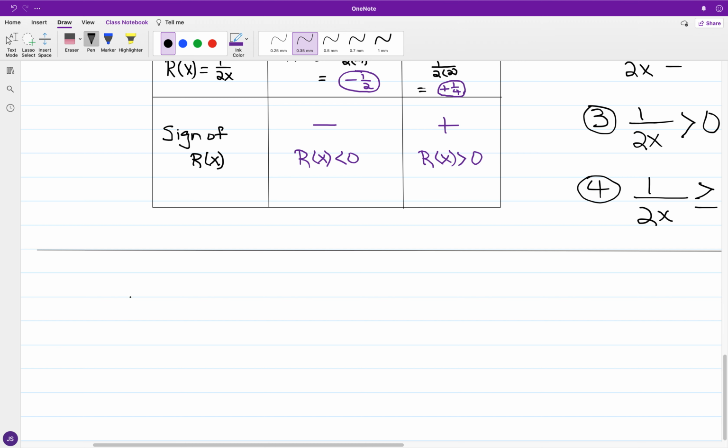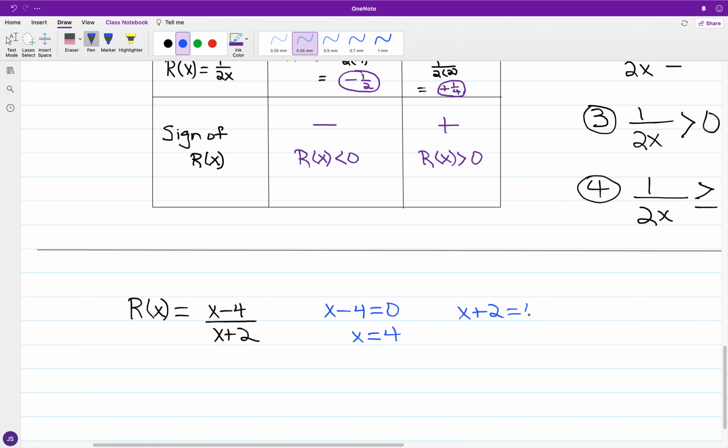Okay, and so we have a rational function r of x equal to x minus 4 all over x plus 2. So we have just our expressions in x. In the numerator, we have x minus 4. If I set this equal to 0, we have that x is equal to 4. And if x plus 2 is equal to 0, you have that x is equal to negative 2.